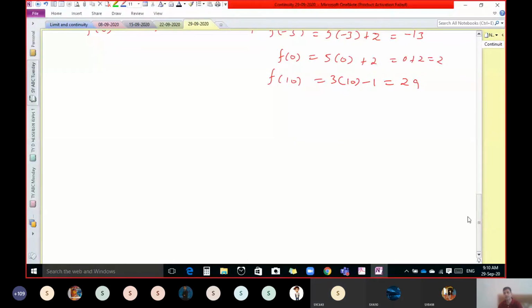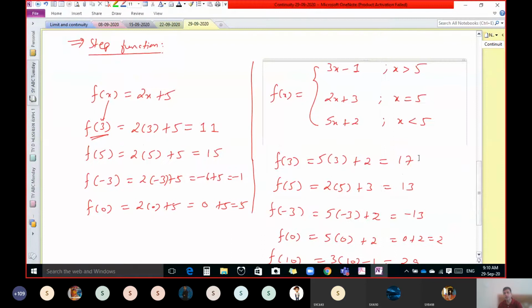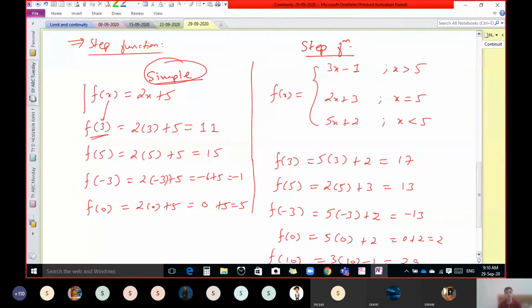Now, if we have a function like this, it is known as step function. And this is known as simple function. In simple function, whatever the value of x, we have to put in the same function. There is only one function and we have to put all values in that function only. In step function, depending on the value of x, we have to decide the function.